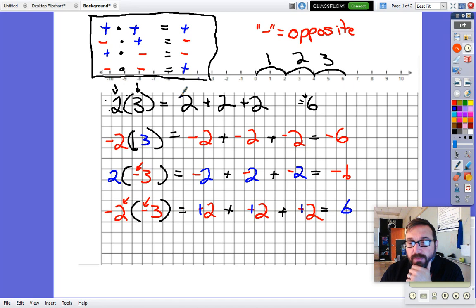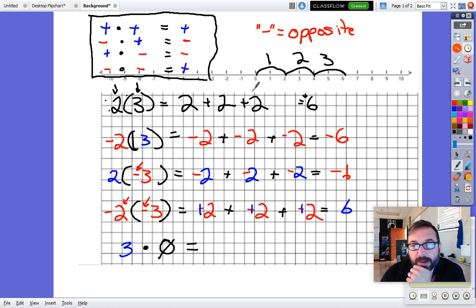Pretty cool. I said 4 rules. There's really a bonus rule, okay? And the bonus rule is this. If I have 3, let's say, yeah, we'll do 3, and I'm going to multiply that by 0. My question to you is, is 0 positive or negative?